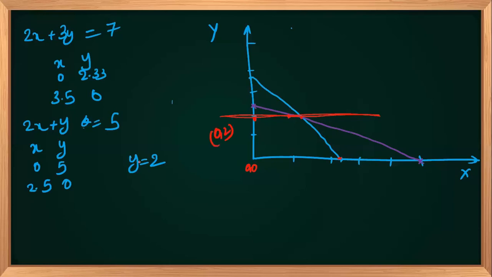If I put y equal to 2 in this graph, what will happen? That's the point here, right? So solving these 2 lines, when y equal to 2, this will be 3 by 2. No, this will be 2. This will be 3. Yeah.